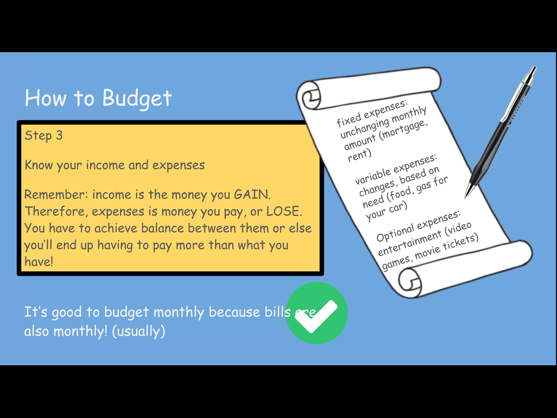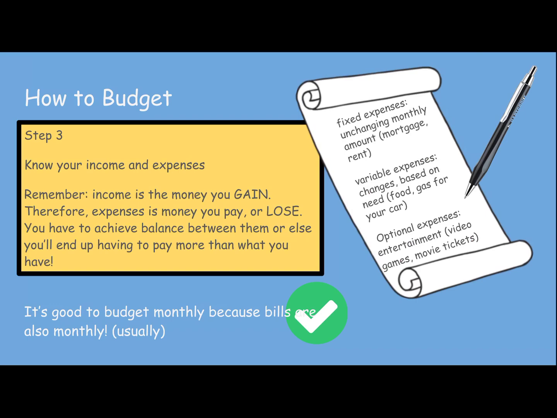So I have this cute paper and pen with all the different kinds of expenses. You don't need to memorize the terms at all. Just know that there are 3 different kinds of expenses. There's the unchanging monthly amount, so mortgage or rent. Remember, we went over mortgage. It is a loan that you will have to pay off to the bank because you borrowed money. Now you have to give the money back. That's mortgage. You're gonna have to keep paying that until it's all paid off.